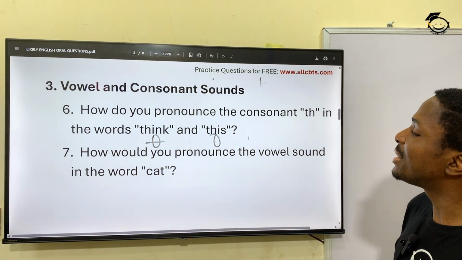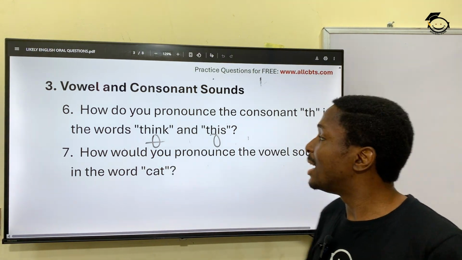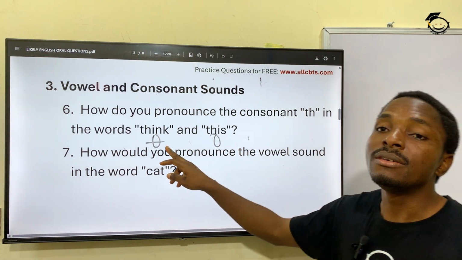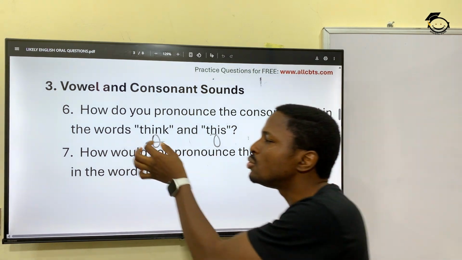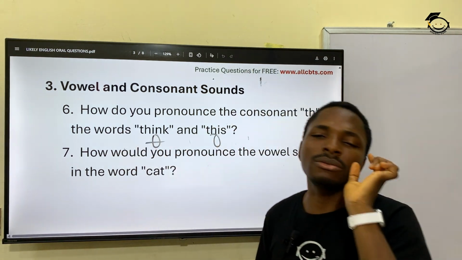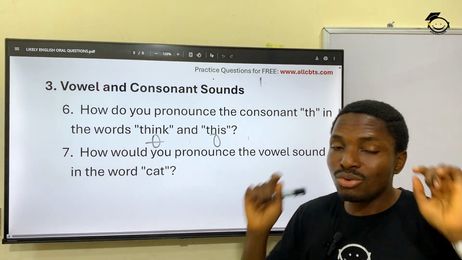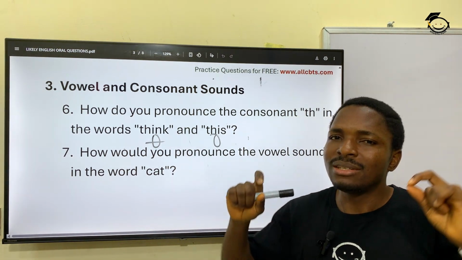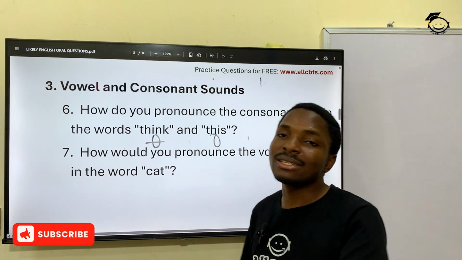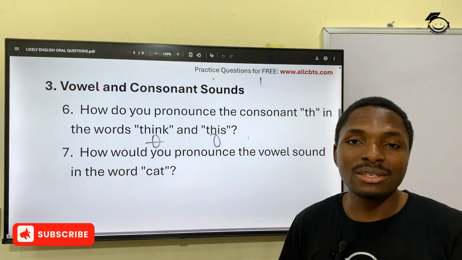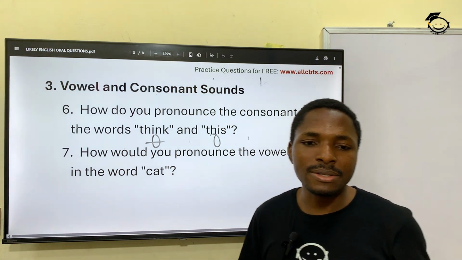So how do you pronounce the consonant in the word think? This is the sound. And how do you pronounce it in this? So just say voiceless and voiced. Once you're not able to hear this TH sound, it's safe to say that it's voiceless. But we can hear it in this, so we can say this is voiced.